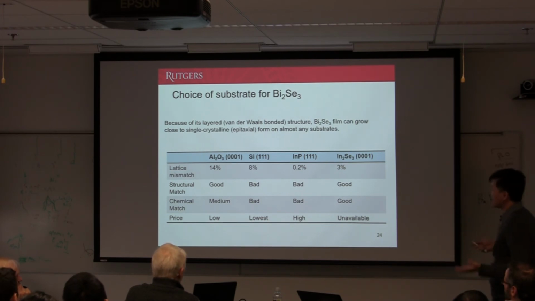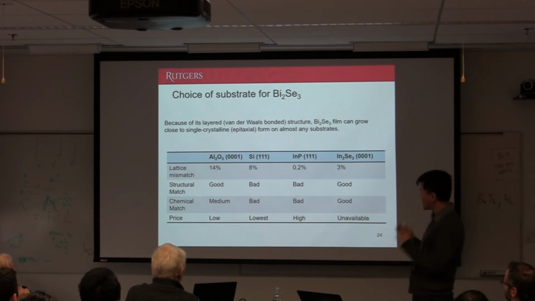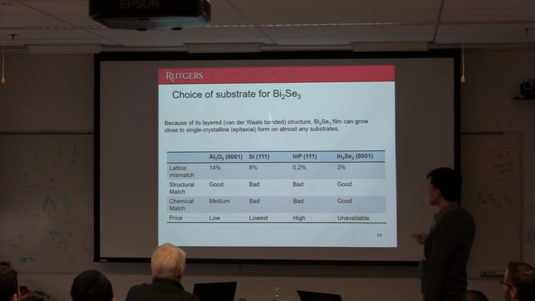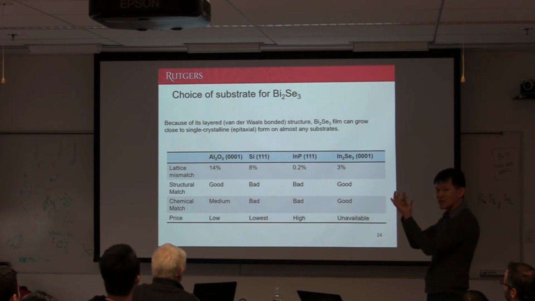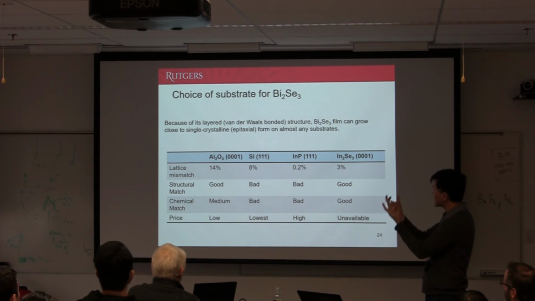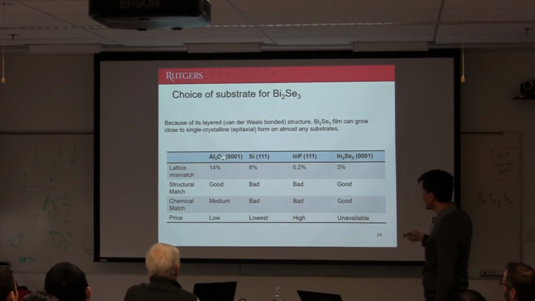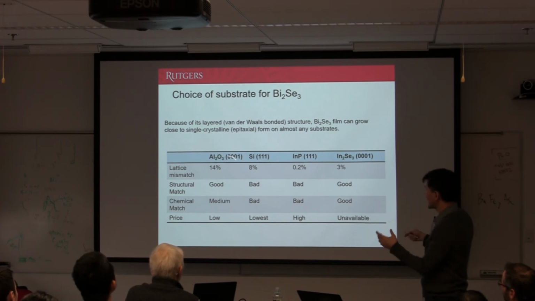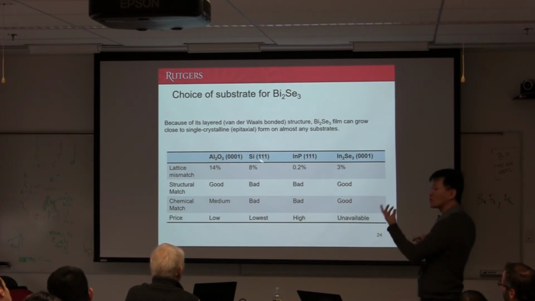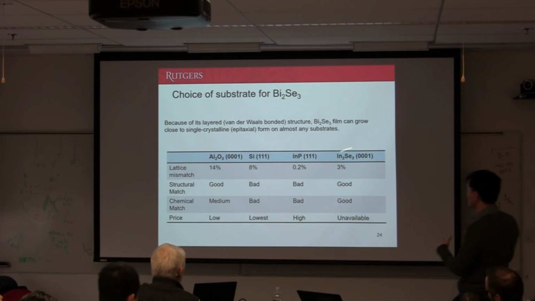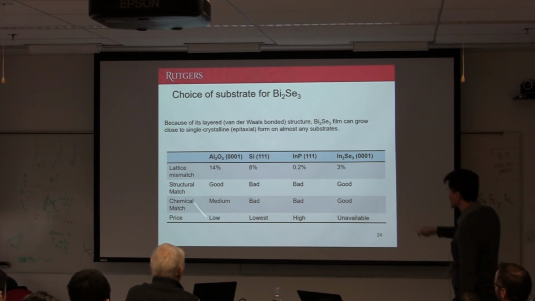And then we have to decide what to grow. What substrate to choose? First, this is a hexagonal structure, so you first look for the same symmetry. All these have hexagonal symmetry: aluminum oxide, sapphire 001, or silicon 111, indium phosphide 111. By the way, these are the commercial level substrates.